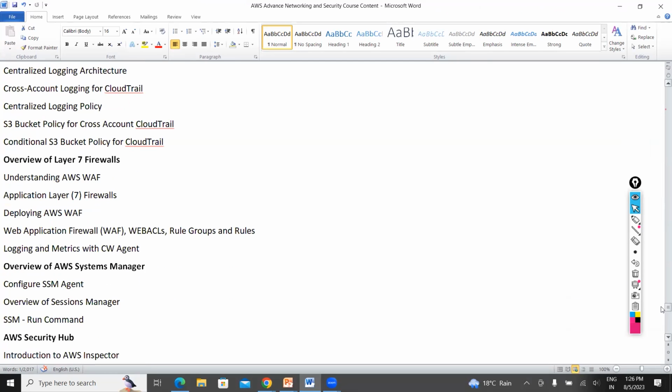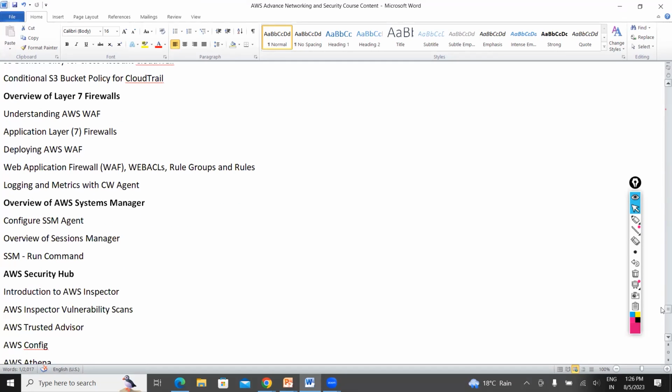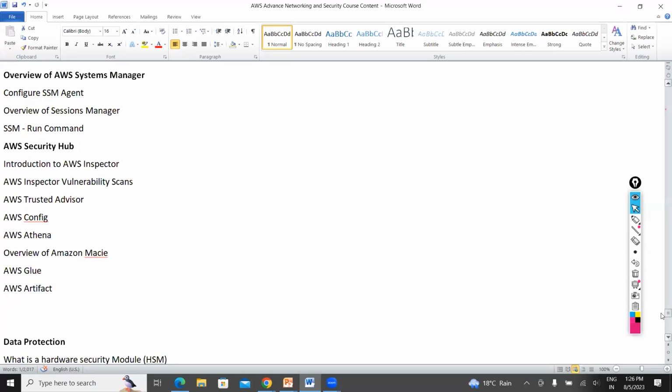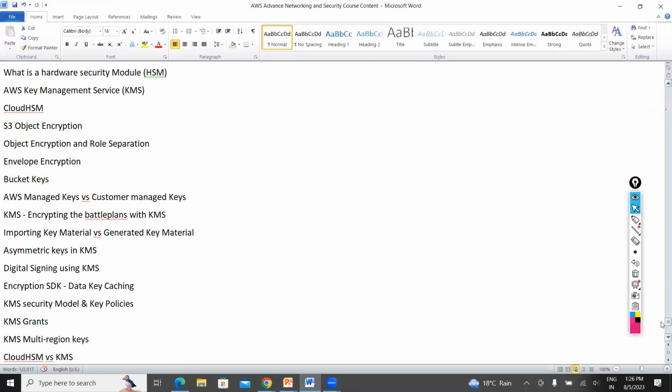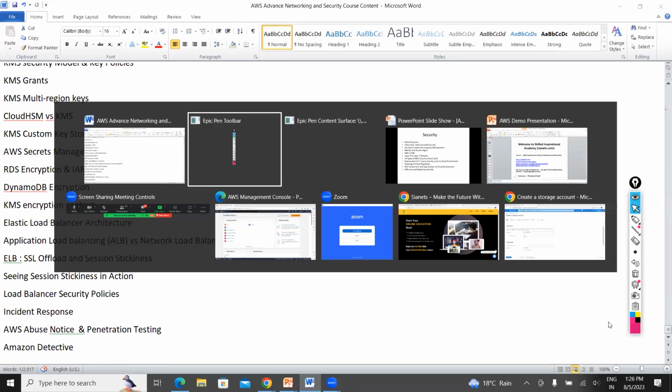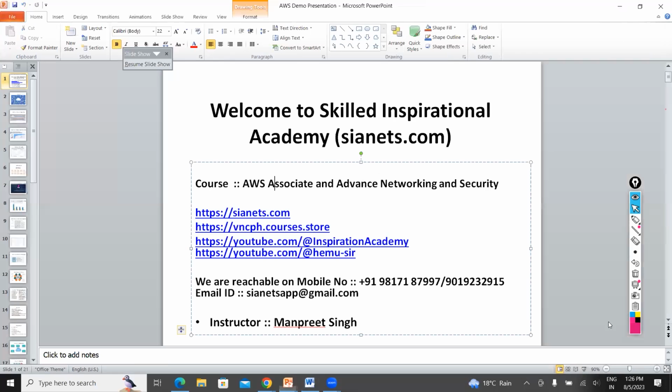Then we will cover layer 7 firewall security, WAF, right? What types of attacks it will manage, where we can deploy layer 7 security, and where we have constraints or where we can't deploy. In that case, where we can't deploy that WAF, how can we manage layer 7 security: the Systems Manager, Security Hub, then data protection tools that we are using. So these are all the things that we will cover in this.